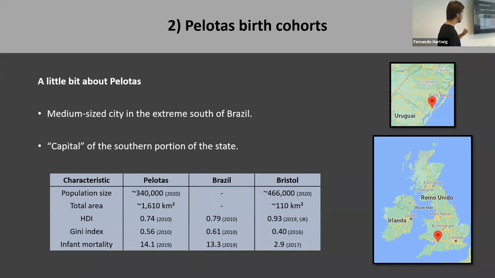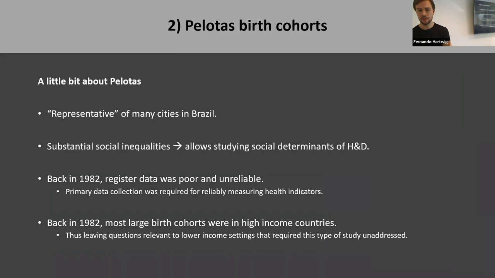And to me, the most striking comparison is the last one, infant mortality. Again, Pelotas is similar to Brazil overall, but look, compared to Bristol, it's way, way bigger. So this suggests that in Pelotas, we still have a big proportion of the population that is very vulnerable in comparison to Bristol, at least. Okay. So this is just some context.